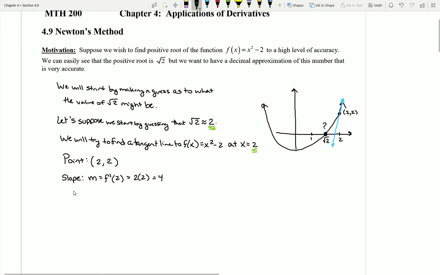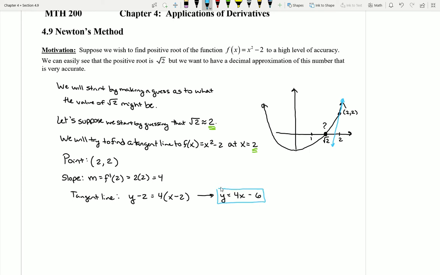And so then I can see here that my tangent line is going to have the equation y minus 2 is equal to 4 times the quantity x minus 2. Or if I simplify this out a little bit, this would be y is equal to 4x minus 8, but then add 2 over, so minus 6. So this here is the equation of my tangent line.